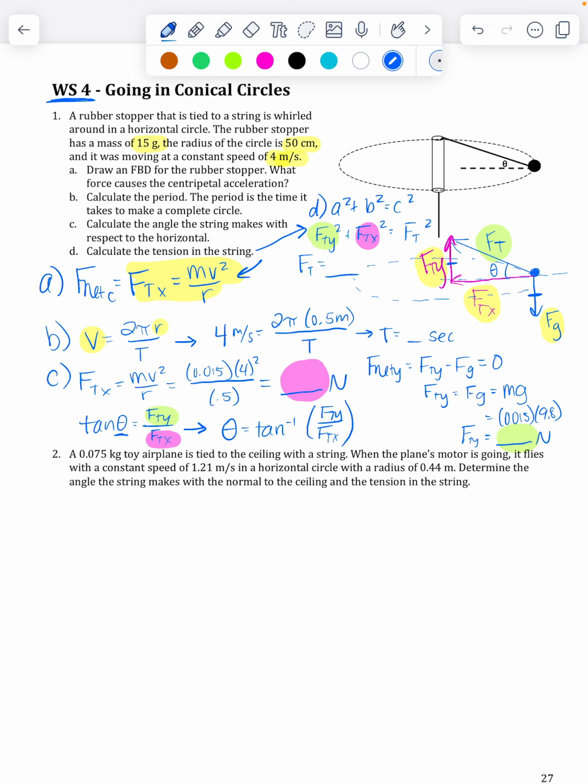But with conical pendulums, FTX is the force that is causing centripetal acceleration. It's our F net C. And you're always going to find that FTY is balanced by FG in the vertical direction.